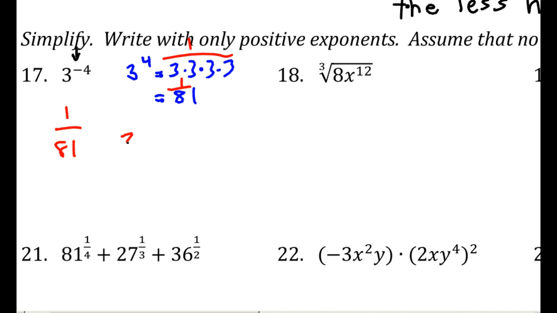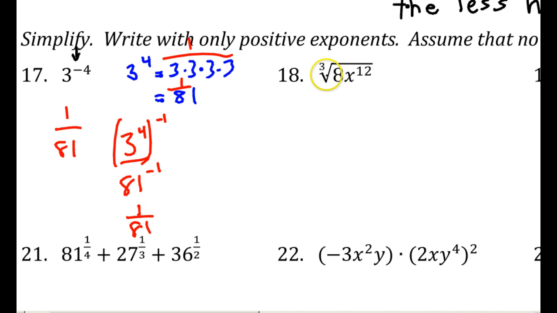If you prefer, you can break it up how we did before: 3 to the 4th, to the negative 1. So 3 to the 4th is 81, and 81 to the negative 1 is 1 over 81. Either way. Break it up into smaller pieces.